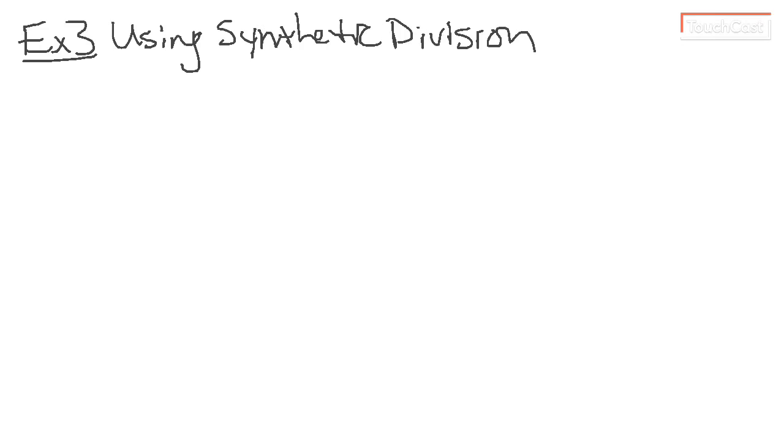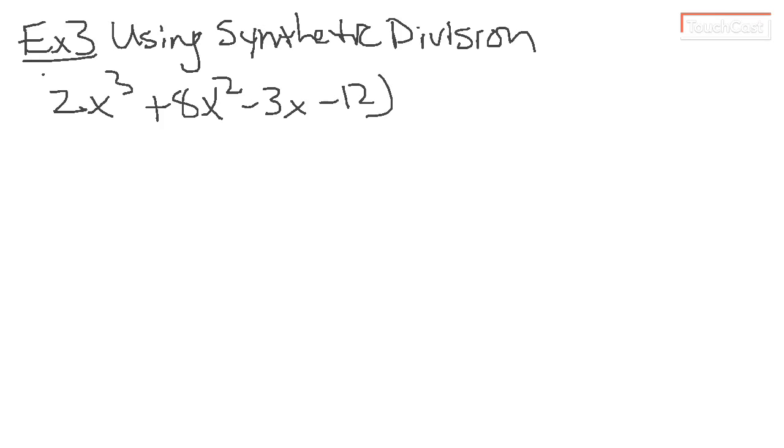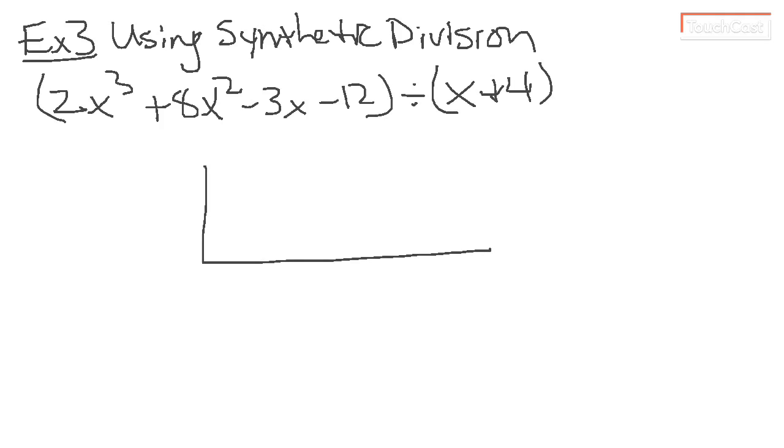If we have 2x cubed plus 8x squared minus 3x minus 12, and we are asked to divide that by x plus 4, synthetic division has a very interesting way to do it. It's going to look very different from long division. We are going to create an upside down box, you could think of it.